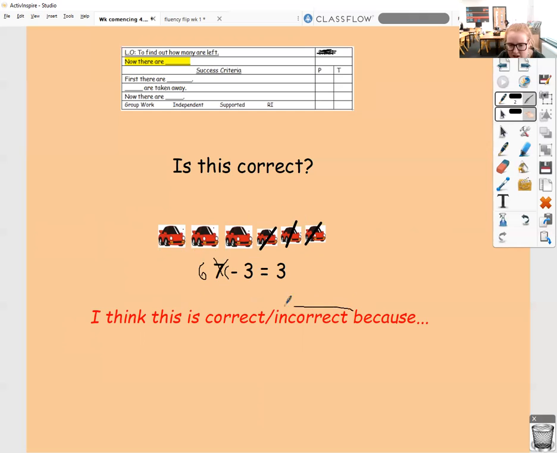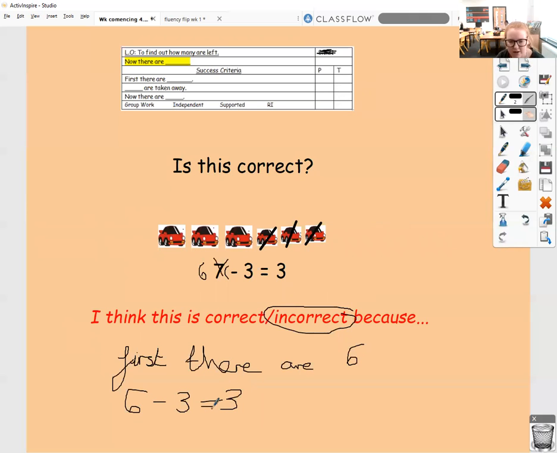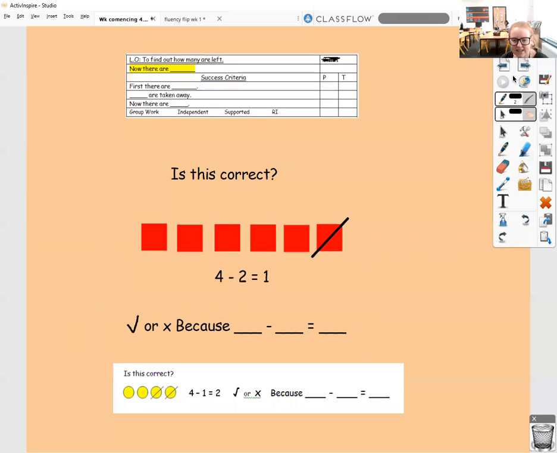So I think this is incorrect because first there are 6, or we could write 6 take away 3 equals 3. But we know that is not correct. Let's have a go at this one.